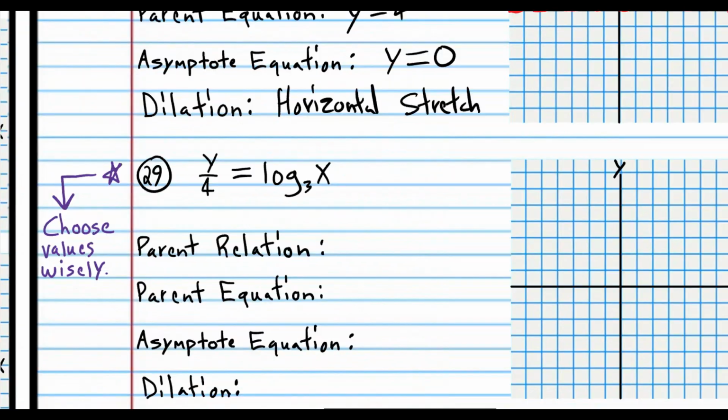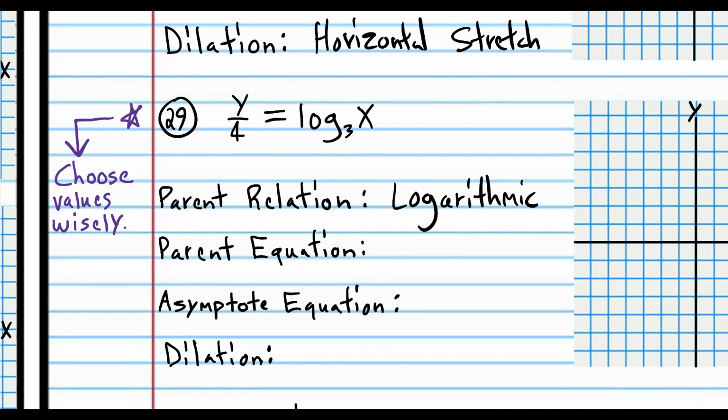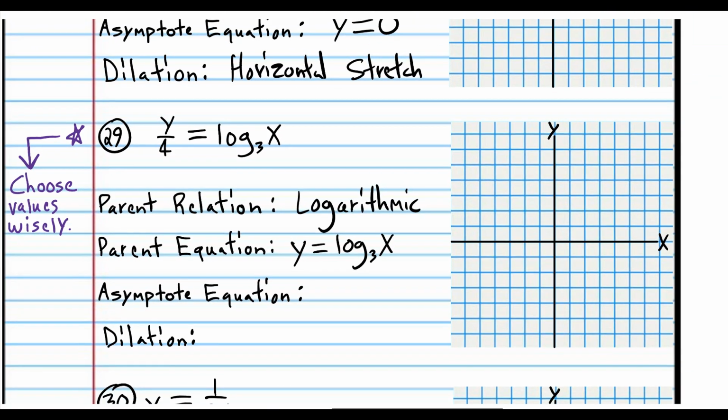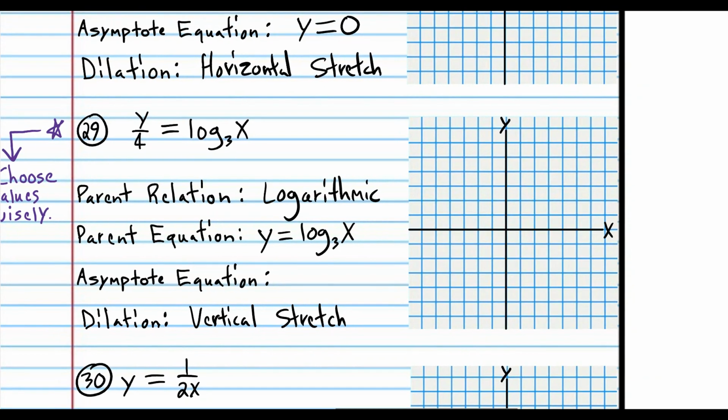Okay, we're back. The parent relation that we're going to use is obviously the logarithmic relation. The parent equation is y is equal to log base 3 of x. And we are doing something to y, so it's going to be a vertical dilation. And we're dividing. Remember, whenever you divide, it's a stretch. So a vertical stretch.